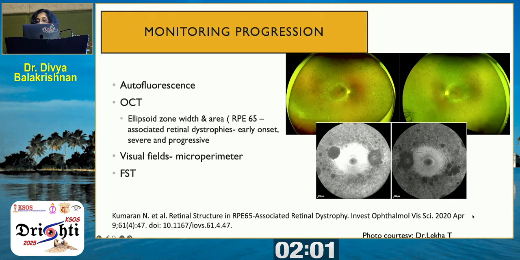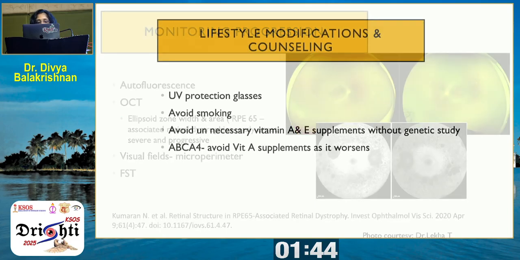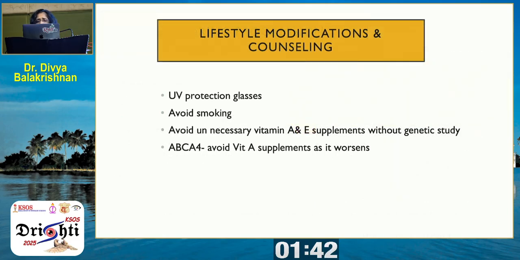And you have to monitor, once you have diagnosed, what is the rate of progression. So the tools like autofluorescence, then OCT, visual field, and the full-field stimulus threshold test, all these help to detect if there is any progression. So autofluorescence is a very useful tool to pick up in one glance whether there is a progression or not. And what you can do for these patients, because now gene therapy is coming more, but it is not widely available, or it is evolving only.